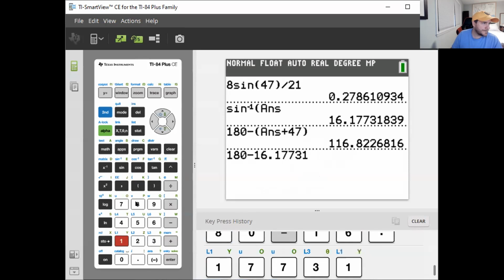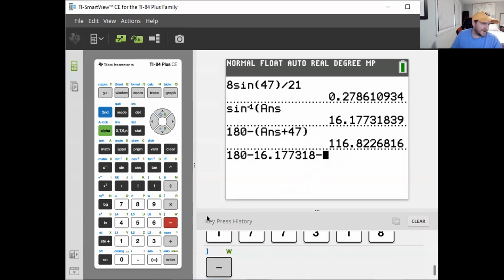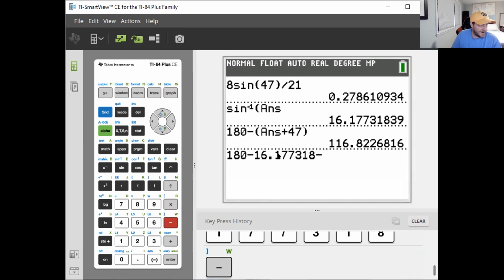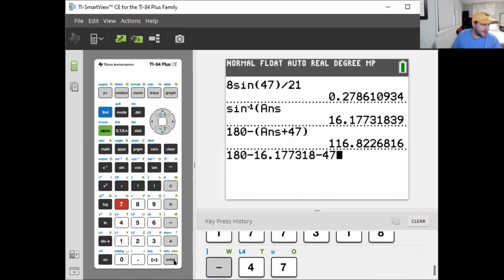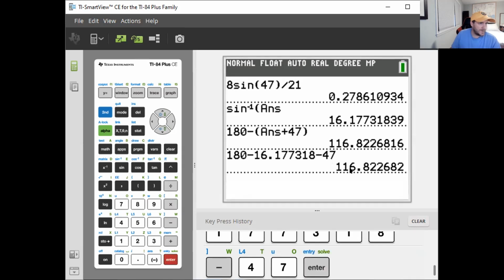318, and then just hit minus again, right? It's not going to be 180 minus this plus this unless you use parentheses. Distributing the negative, you can just say, well, I want to do 180 minus the angle and then minus the other angle. However you want to type it, I don't care. Just type it right so you get the right answer. So there's the same answer. 116.8226. So 116.823.